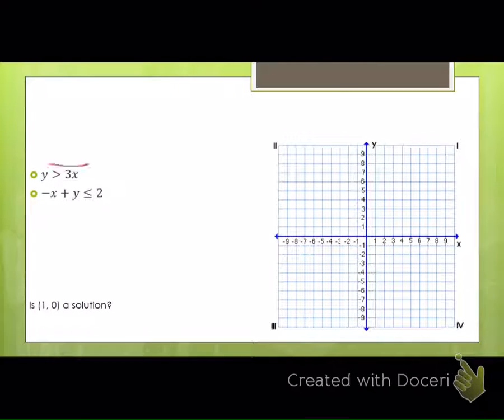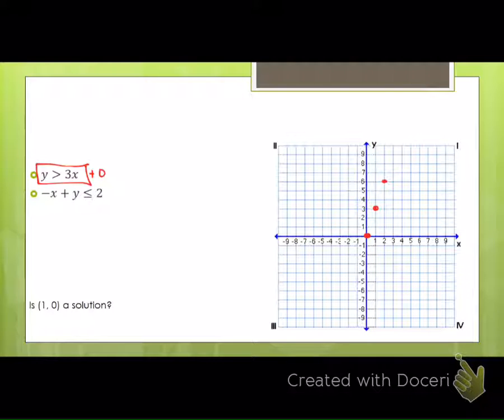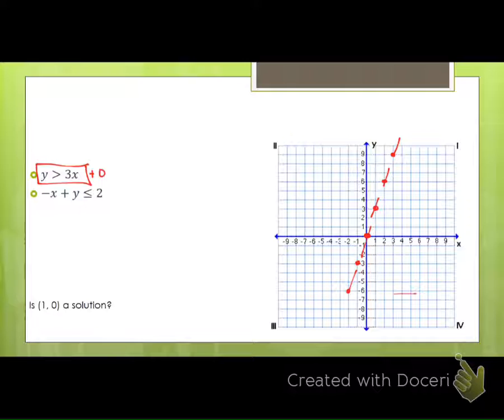Please focus. Grace, how would I graph y is greater than 3x? Guys, focus. You don't start at 3. Where do you start? 0. So you start at 0. Nothing's here. So you start at 0, and then you do what? Yep. Will my line be dashed or solid?